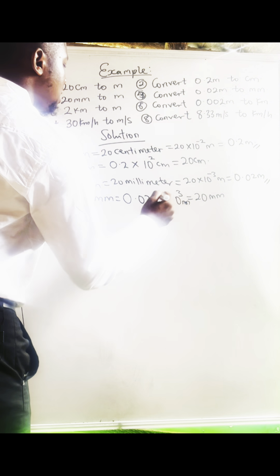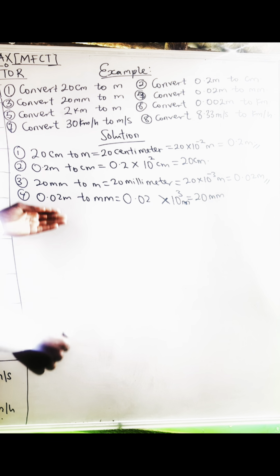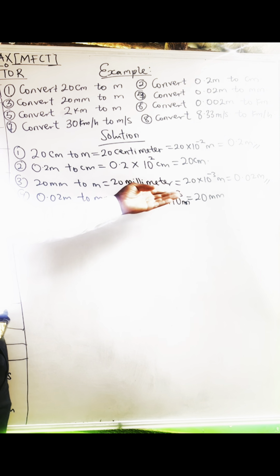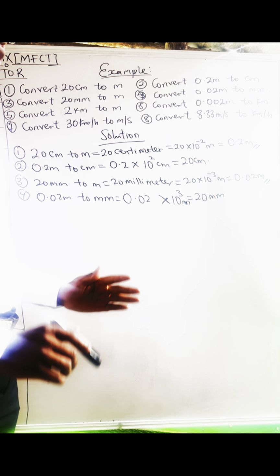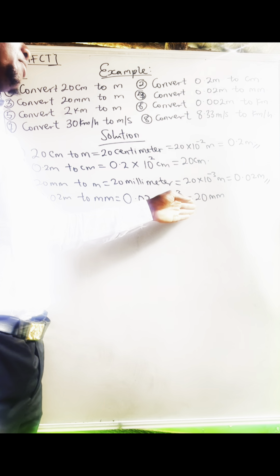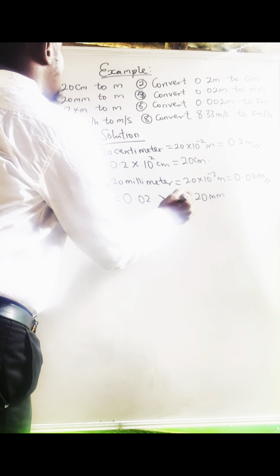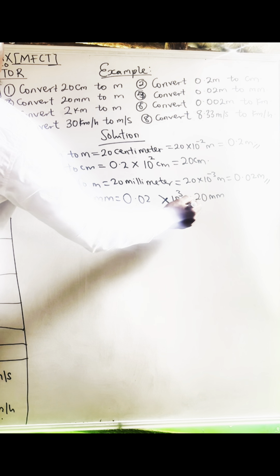So guys, this simply means that if I want to convert millimeter to meter, I can multiply by 10 raised to power minus 3. But if I now want to convert meter to millimeter, I can just multiply by what? 10 raised to power 3 in order to get my what? Millimeter. Okay guys, let's look at the third one.